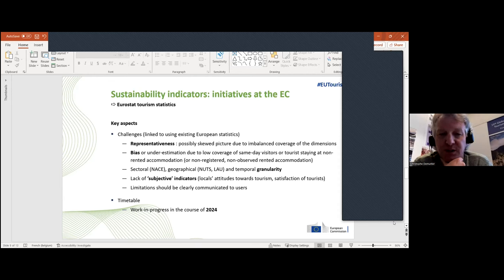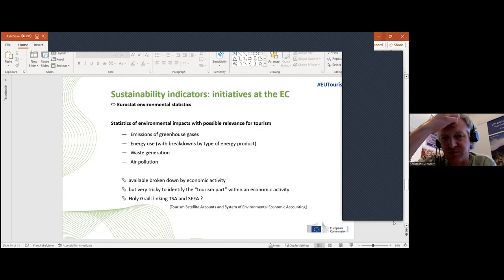We try to improve infra-annual data to measure seasonality as well. And of course, this system, since it's based on official statistics, the typical more subjective indicators, and I think it was Graham who was referring to work of Visit Flanders, so measuring attitudes of locals towards tourism, it is relevant in this context, but this is typically not covered by official statistics. Finally, it's work in progress. We're also on limited resources, so we try to progress as well as possible on this.